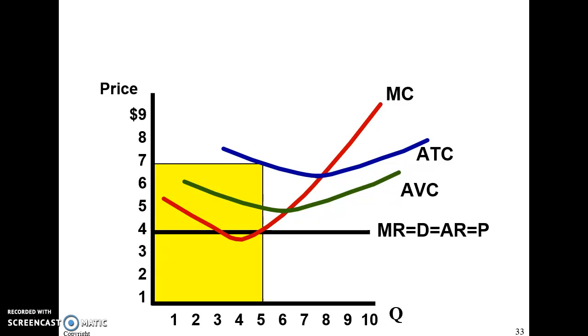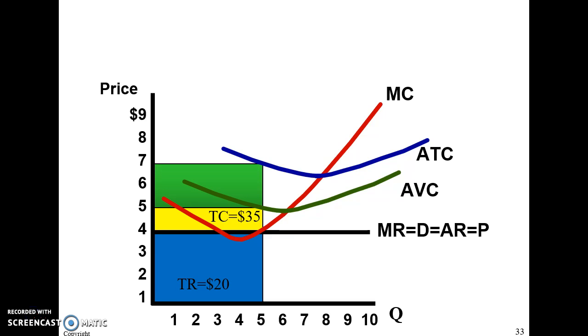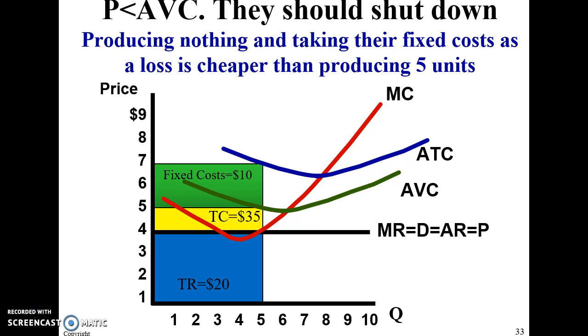So here you can see that if at marginal revenue equals marginal cost, they should produce 5 units, but at 5 units the costs are 35 and the revenue is only 20. So that yellow rectangle is the area of the loss. Sorry, I didn't back up on that. That's the fixed costs loss, and the variable cost loss would be that smaller wedge.